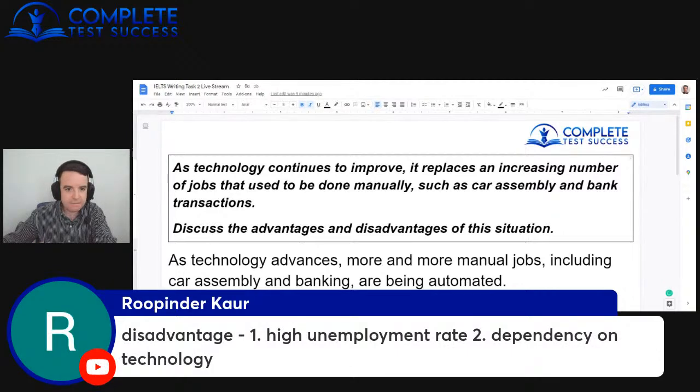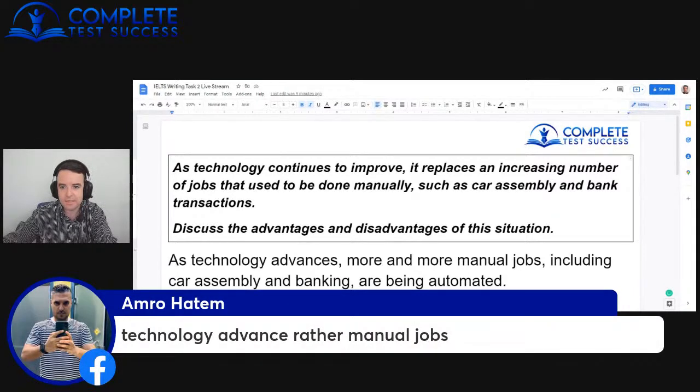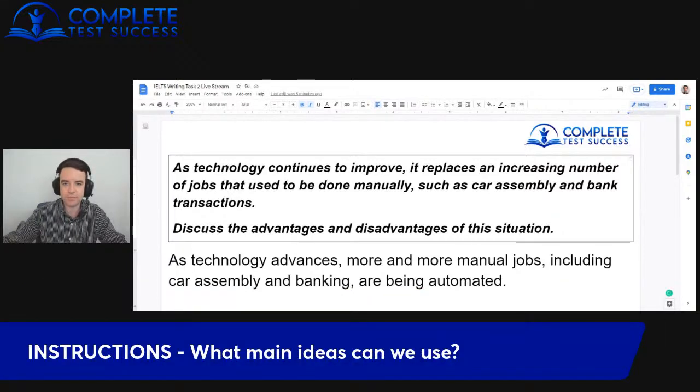Hey, Rupinder, advantage, high unemployment rates. Disadvantage, high unemployment rates, dependency on technology. Very good. So that's correct. Technology advance rather than manual jobs. The vocab you're using here isn't clear. So the word advance doesn't clearly communicate the idea that you're thinking of, Amro. So that won't work.